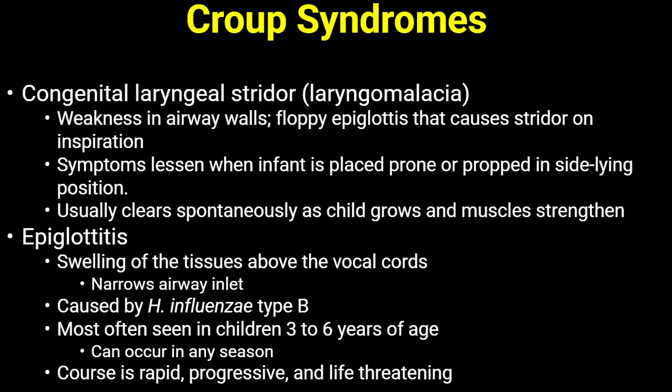Now, epiglottitis, this is a completely different story. Epiglottitis is swelling of the tissues above the vocal cords, which narrows the airway inlet. It's caused by H. influenzae type B. It's most often seen in children 3 to 6 years old and can occur in any season. The course is rapid, progressive, and life-threatening. This is a pediatric emergency.